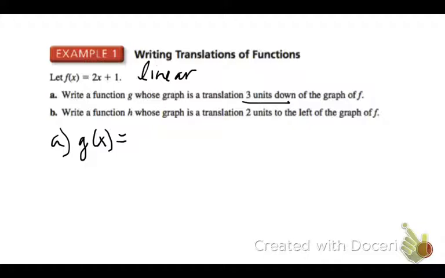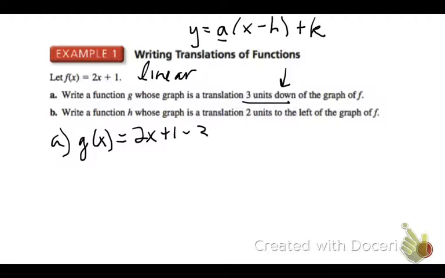So if we remember where these different values can be, I'm just going to write it in equation form. Y equals a times x minus h plus k. So our k value is the one that moves it up or down. Since we're moving down, we need to subtract 3 at the end of this function. And now we'll clean this up and write this as 2x minus 2.